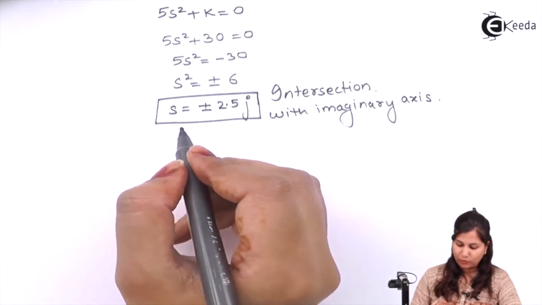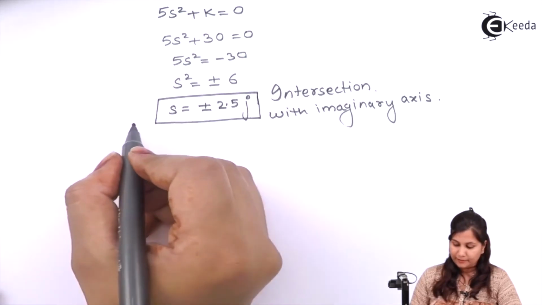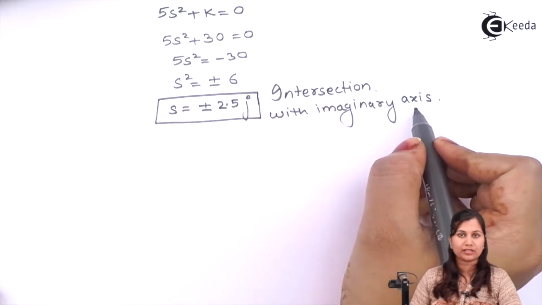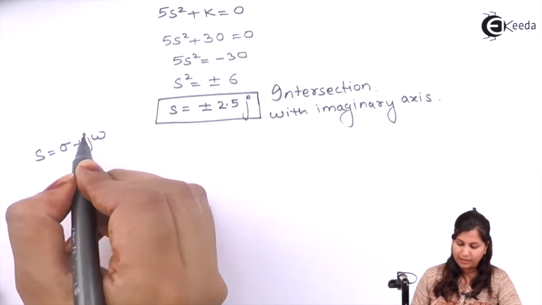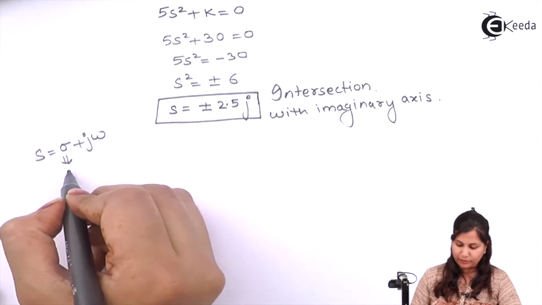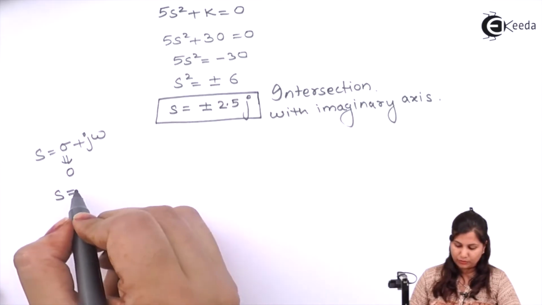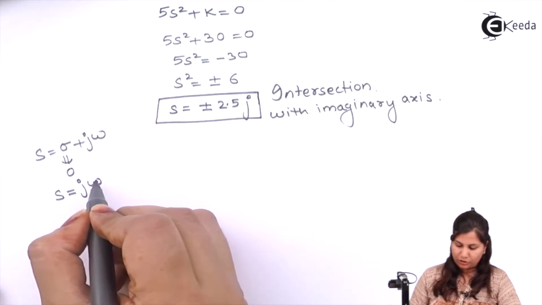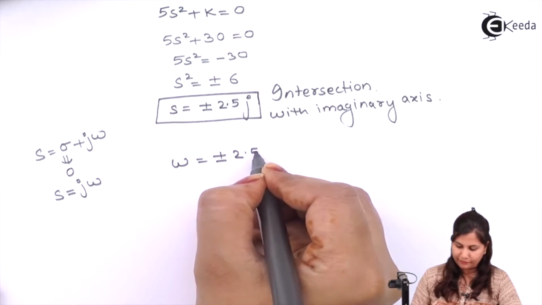So s is what? Sigma plus j omega, and here because it is the intersection with the imaginary axis, s is equal to sigma plus j omega. Here sigma will be 0 because it's the imaginary axis. So s is equal to j omega. So omega will be equal to plus minus 2.5j.